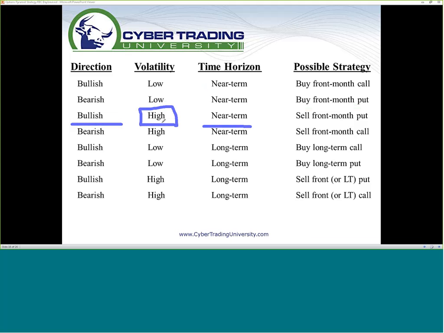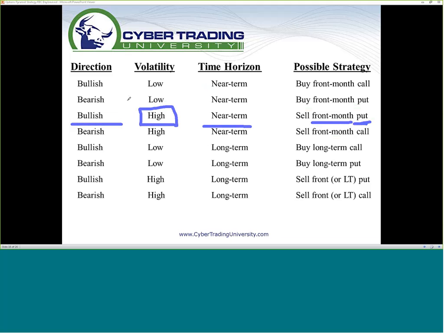Which option do I want to sell? If I think the stock is going to go up, I'll sell a put. Which put? Long-term or short-term? I'll sell the front month puts. Again, remember, the front month is the option that will expire the soonest, and those puts will go down the fastest in value because time decay declines at the fastest rate when we get closer to options expiration.